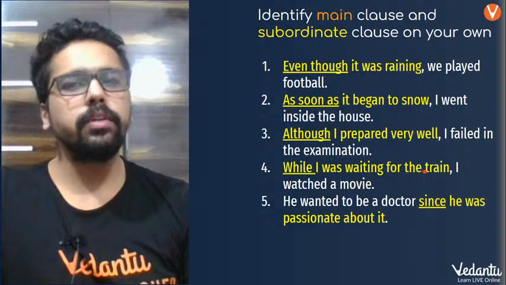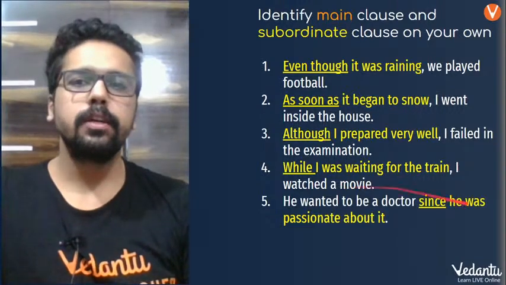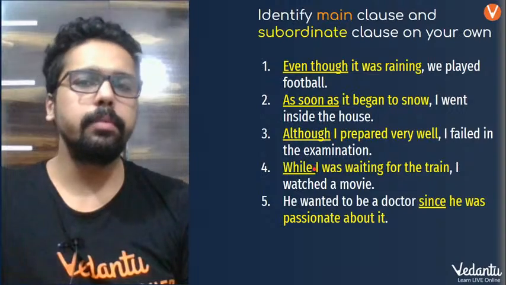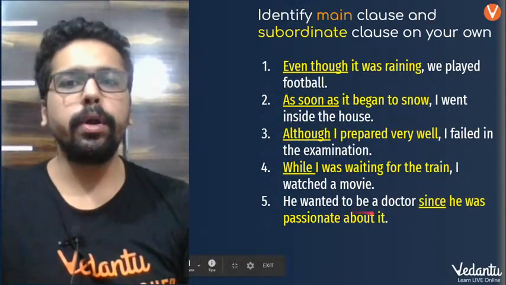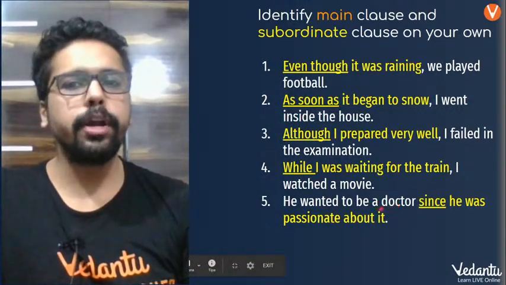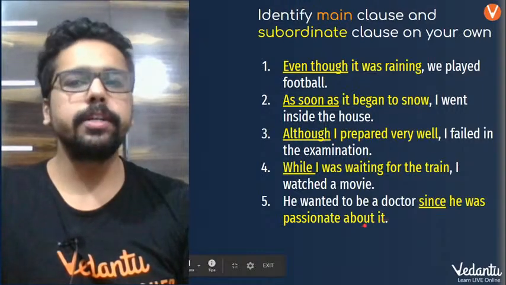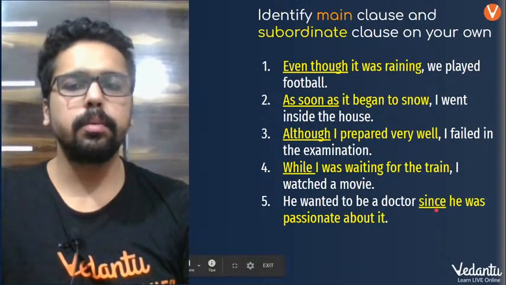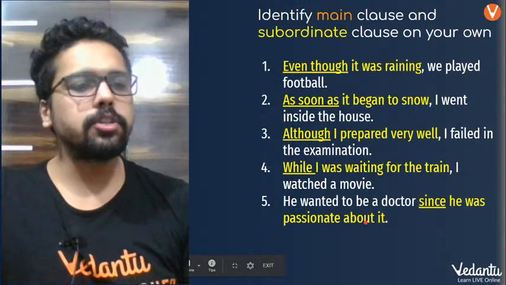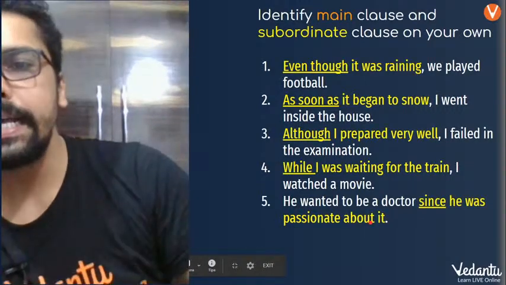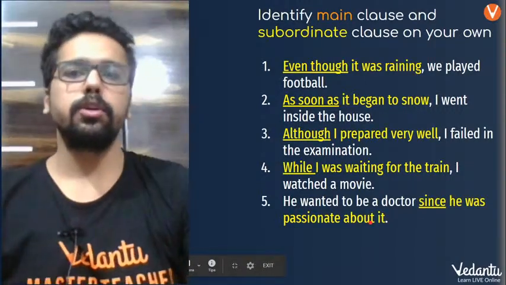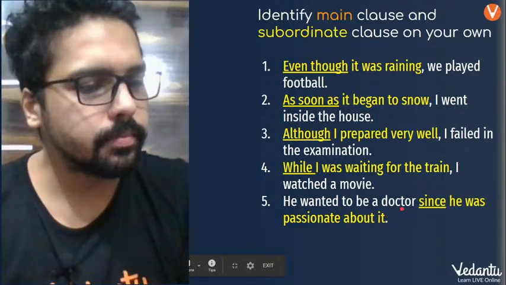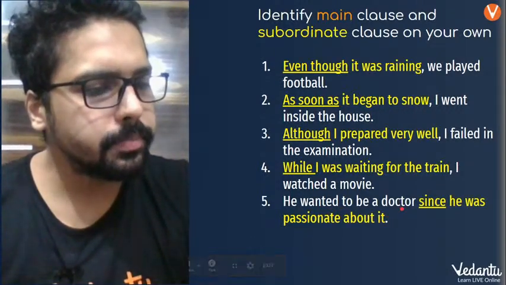While I was waiting for the train, I watched a movie. So I watched a movie is the main clause, and from while to train is the subordinate clause, while being the subordinator. He wanted to be a doctor since he was passionate about it. So since is the reason here. Since is a subordinator of reason. So since he was passionate about it is a subordinate clause, and he wanted to be a doctor is the main clause. That's what it is about.